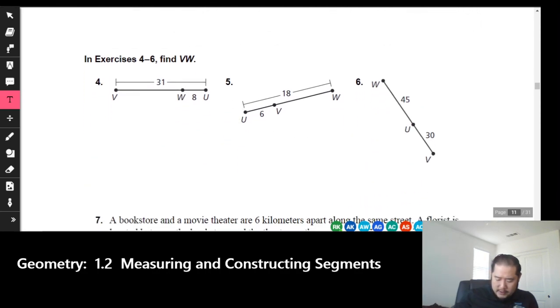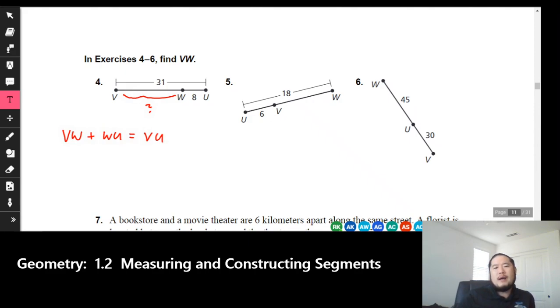The big thing right here, let's go drop down to number 4. They are asking us, let's find segment VW. So VW is this piece right here that we don't know. Once again, I want you to use segment addition postulate. So start off, we could say VW plus WU is equal to VU.